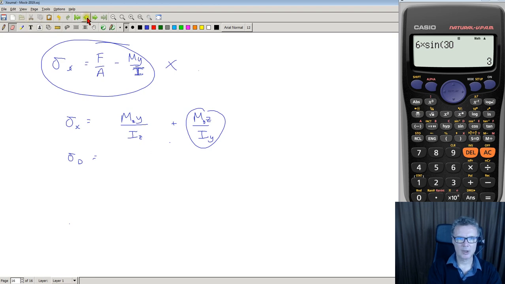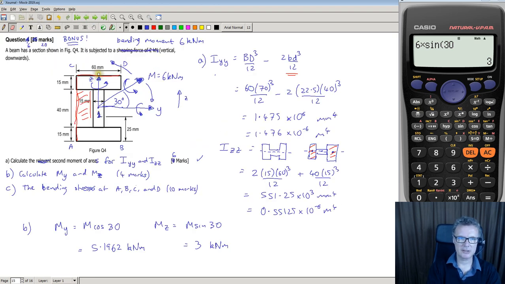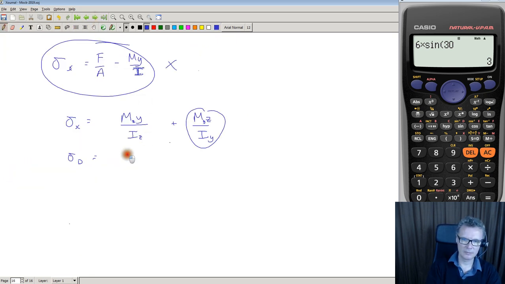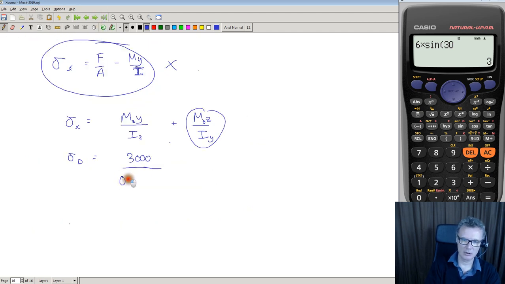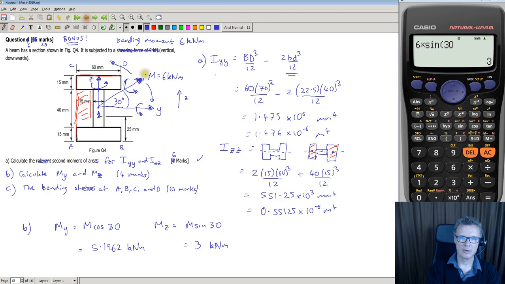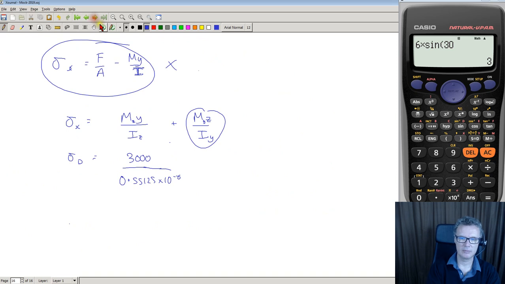Okie dokie. So MZ, so we're going along this axis here, and our MZ is 3,000. Our IZ is along this axis here, so that's this one here, so that's the 0.55125. So we're along this axis here, and we've got to measure from here to here, and so that's going to be 30. I'm going to worry about size in a minute.